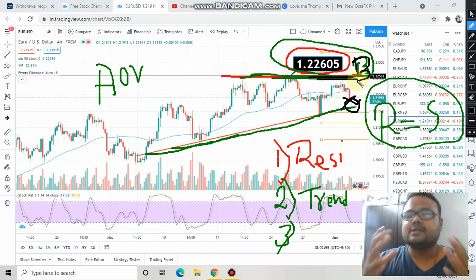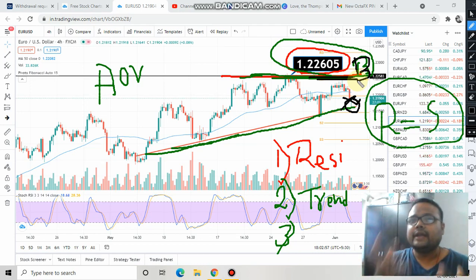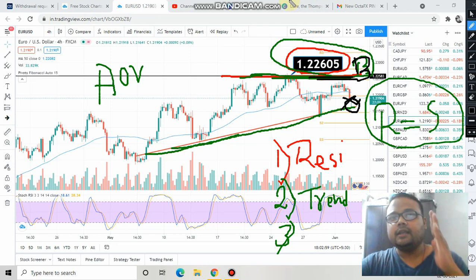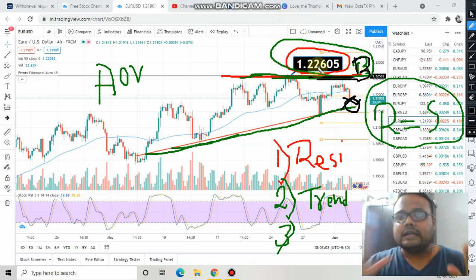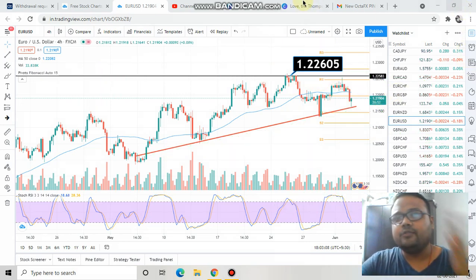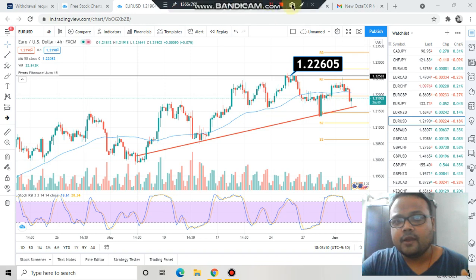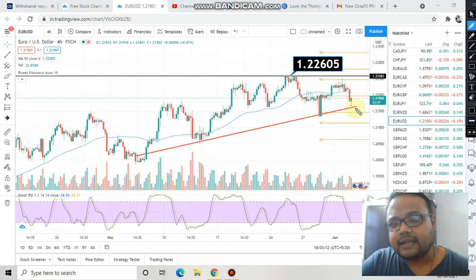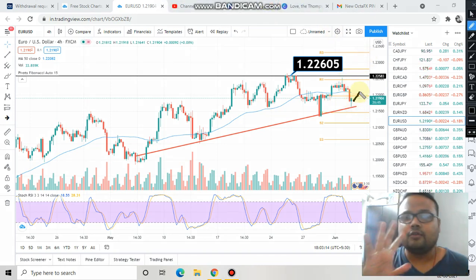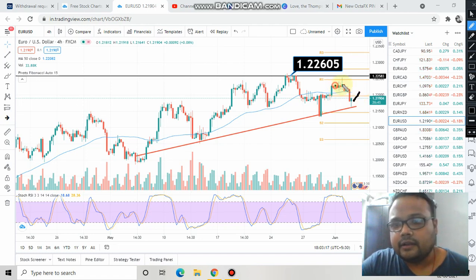Because suppose you are a student, you cannot afford to take risk and you only need safe trades, then this chart is not for you. Wait for the market to cross this level, then only you should go for buy order. Otherwise, if you can afford to take some risk, wait for some time and see. If market takes support and bounces from here, then you can go for buy order, and this will be your target.